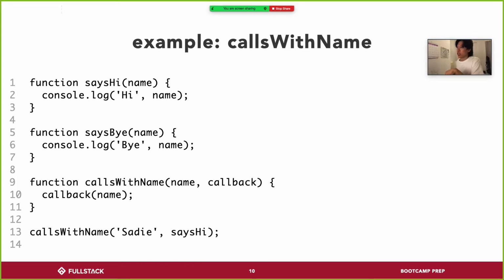That function can do whatever it wants, but it's given that callback saying, so when I'm done with whatever instructions that I have, call this function back. Whenever this higher order function, calls with name, feels that it's appropriate. It's up to the higher order function to figure out when is appropriate to call this function that it's getting passed to it.